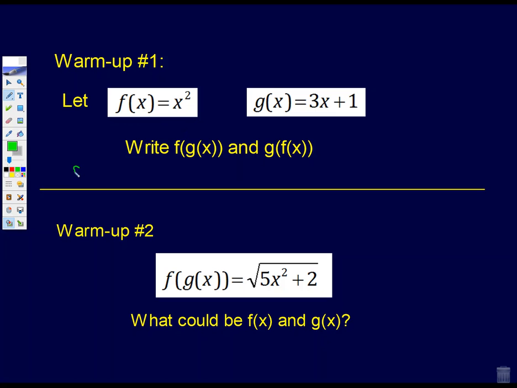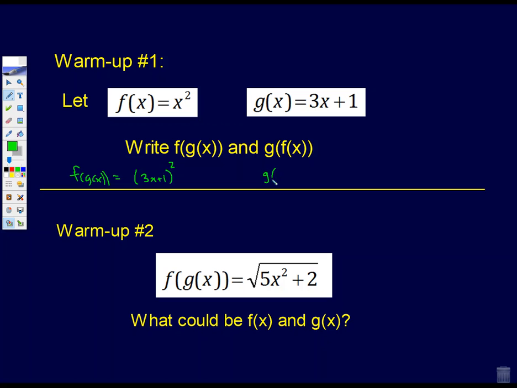So on one side, f of g of x would be to take whatever f does, which is whatever the input is squared, but this time the input needs to be g of x, which would be the expression 3x plus 1. So without any further simplifying, this would show the construction of f of g of x. Take g of x and then square it, because that's what f is supposed to do.